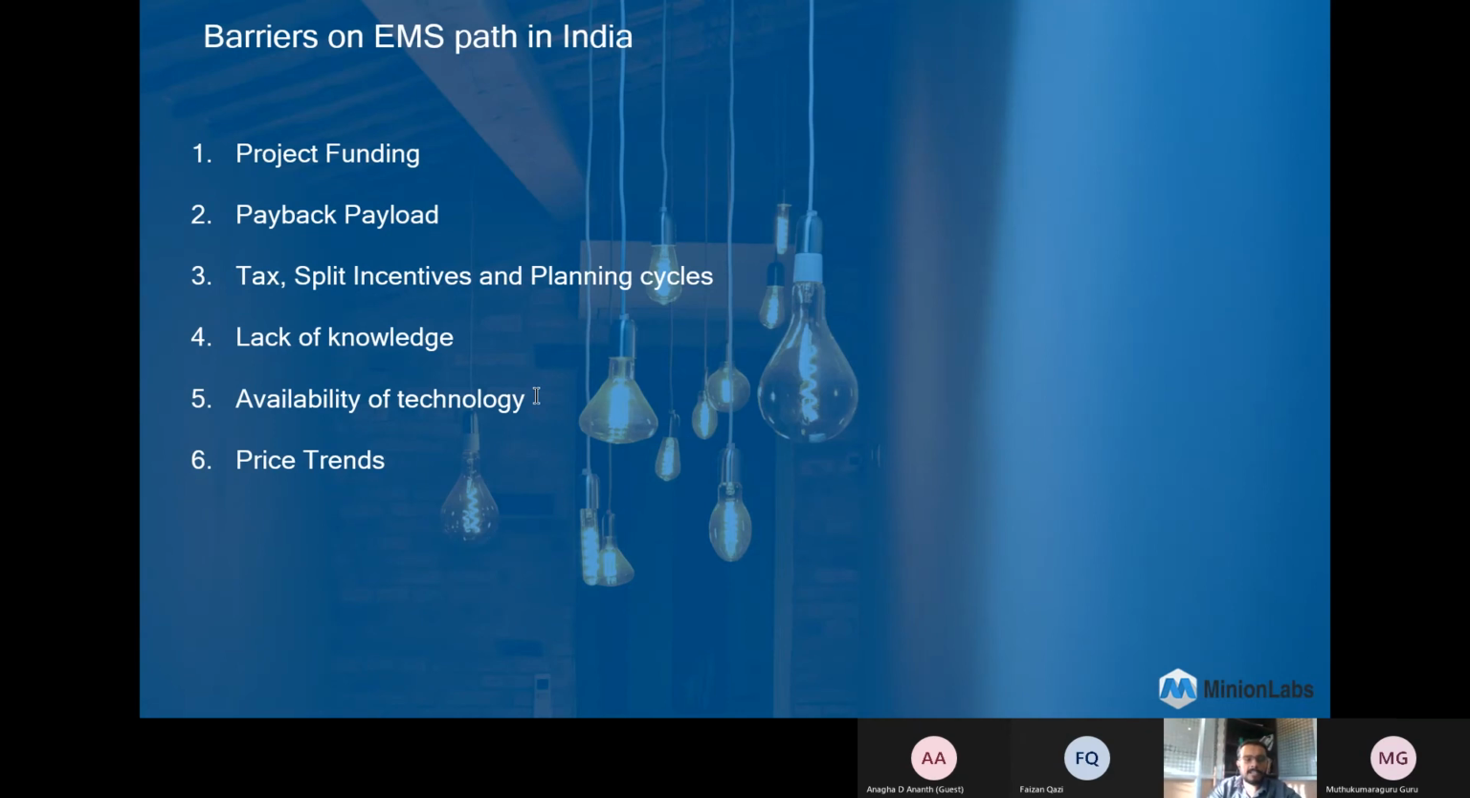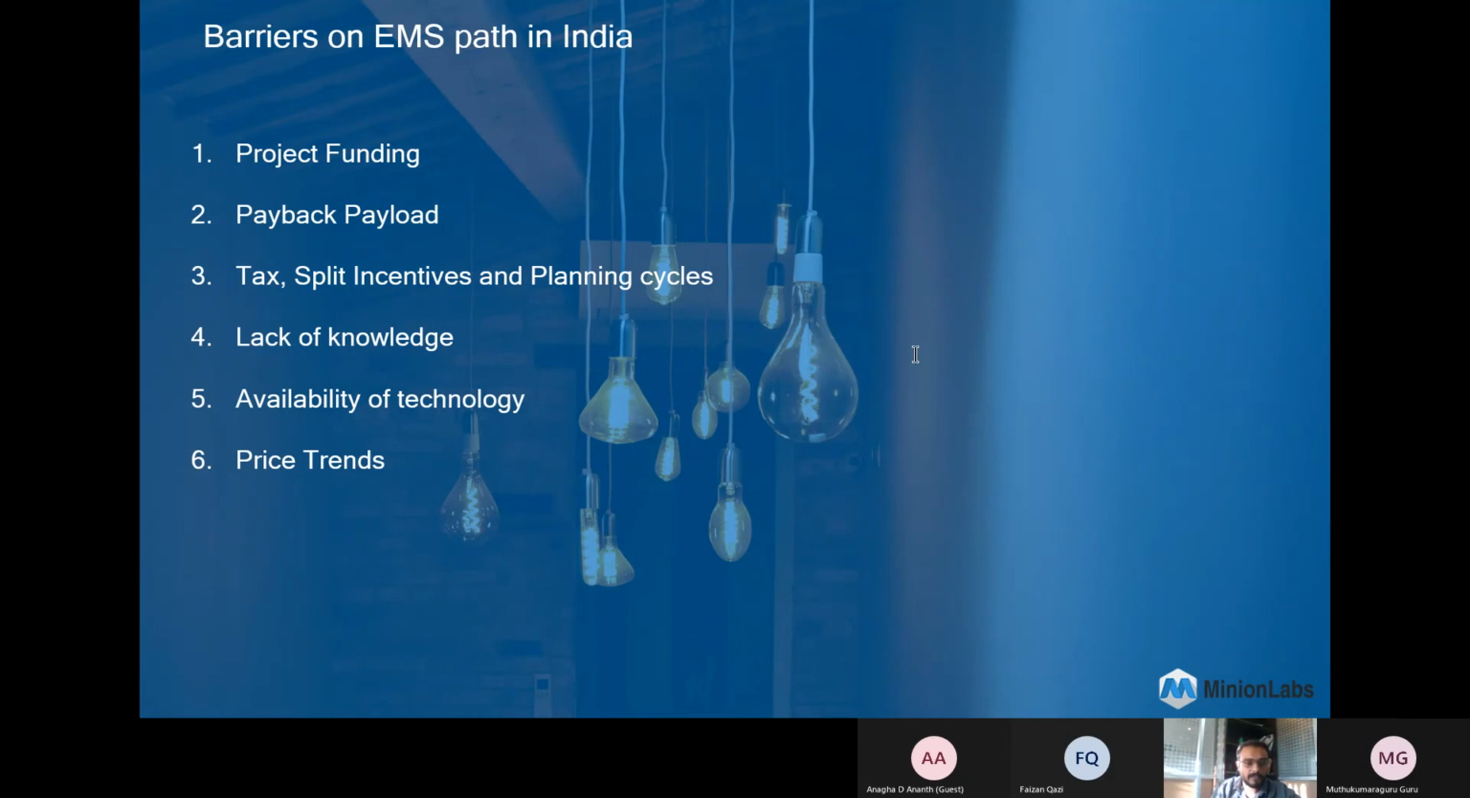Second is payback period. The payback period for EMS projects stretches into some years because of the large investments involved in them. Third is tax split incentives and planning cycles. Many times there is a complete mismatch between the utility's planning cycle for upgradation and state energy policy cycles.